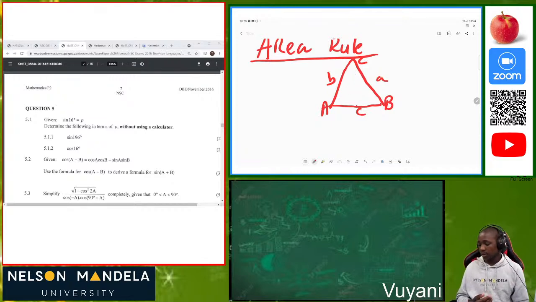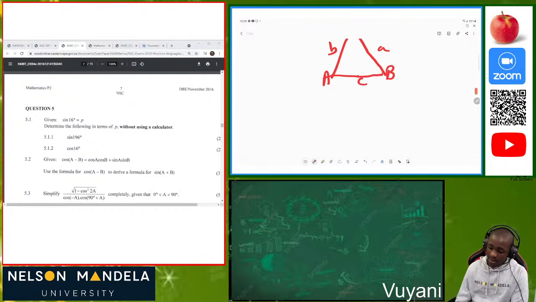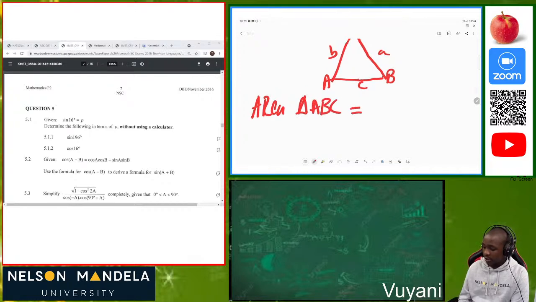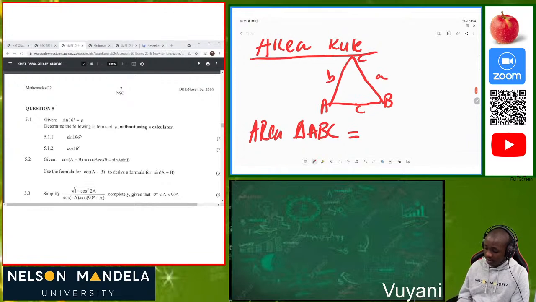Okay, yes. So the area rule says that the area of triangle ABC, if you have this angle A, is equivalent to 1 over 2 AB times AC times sine of angle A, the angle which you have.